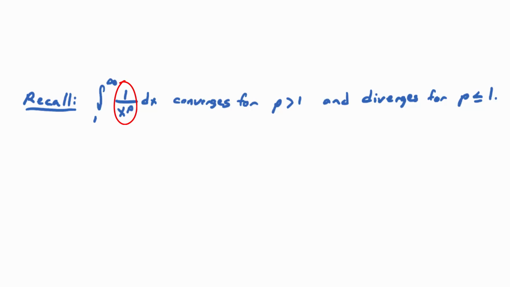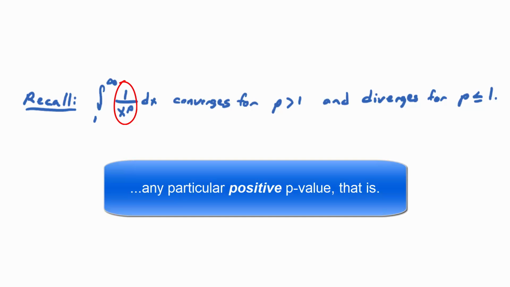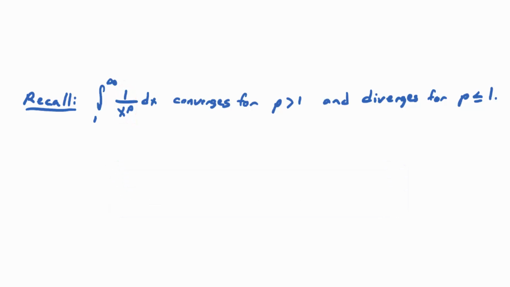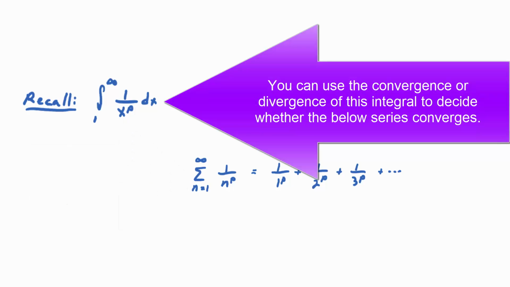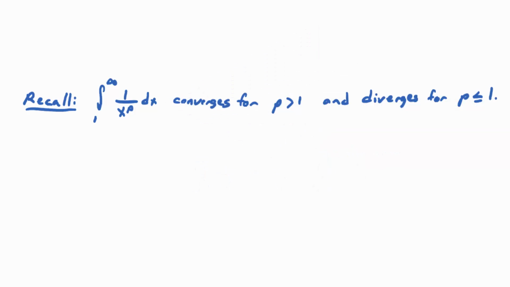So think about it. This 1 over x to the p for any particular p is positive, continuous, and decreasing, isn't it? So if you're given a p-series, you could use the integral test to decide whether or not it converges. The a sub n is 1 over n to the p, so the f of x is 1 over x to the p. And we already know what this integral does. So then that tells us what the related sum does by the integral test. And so you guys fill it in for me.